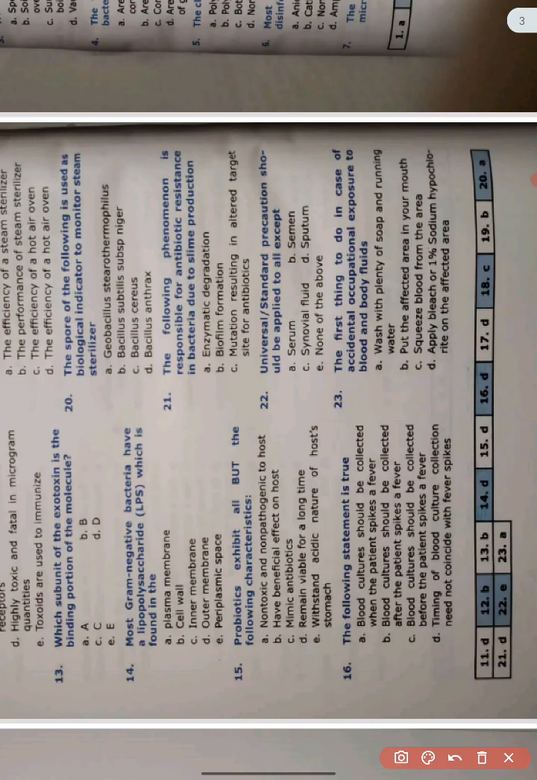The following statement is true. Blood culture should be collected when the patient spikes a fever. After the patient spikes a fever. Before the patient spikes a fever. Blood culture collection need not coincide with the fever spikes. Anytime you can collect the blood.